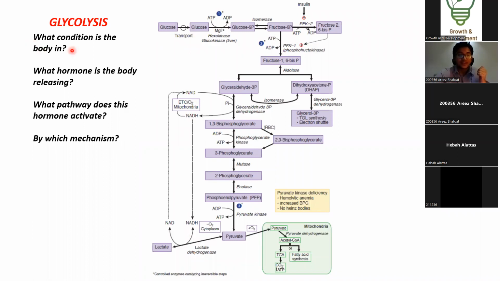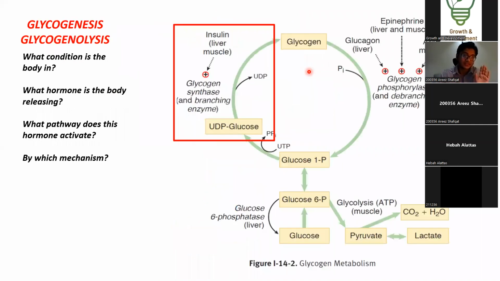So glycolysis occurs when you're well-fed. That means the body is releasing insulin. That means insulin activates glycolysis. How does insulin activate glycolysis? It activates glucokinase at the gene level, and it activates PFK2 by dephosphorylation. That's all I need you guys to remember.